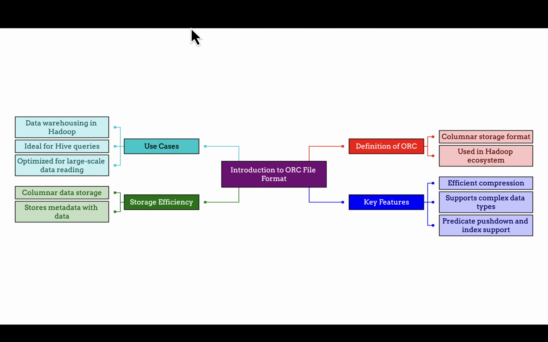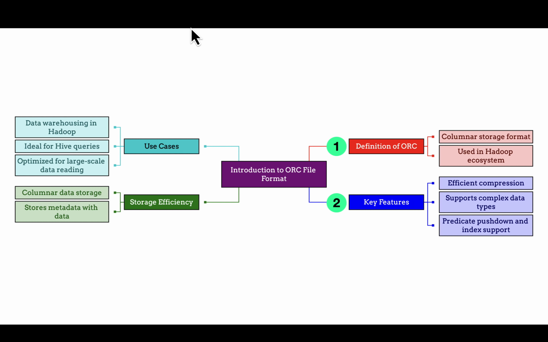Introduction to ORC file format. 1. Definition of ORC. ORC, Optimized Row Columnar, is a type of columnar storage format that is highly optimized for heavy read operations. It's part of the Apache Hive project and is used in the Hadoop ecosystem.